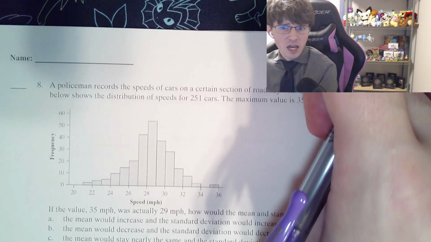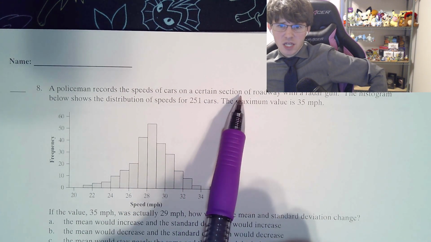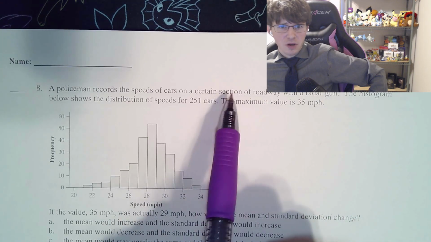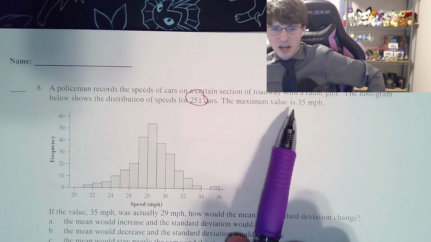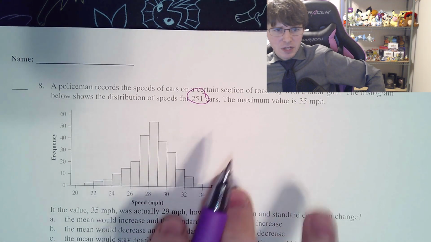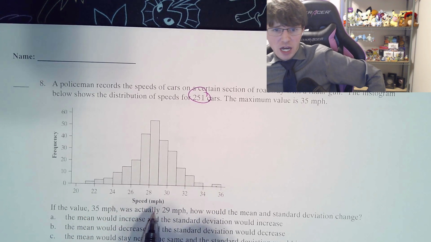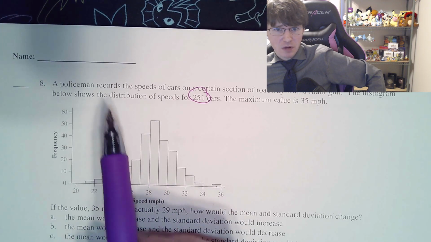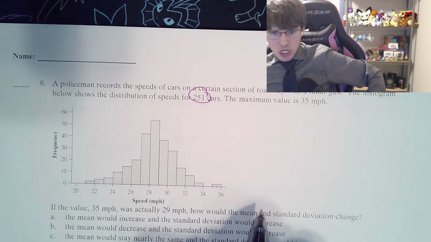Here we go. A policeman records the speeds of cars in a certain section of roadway with a radar gun. The histogram shows the speed for 251 cars. I circled it again. The max value is 35, so this one's going 35 miles per hour. If the value 35 miles per hour was actually 29 miles per hour, so the policeman was off by 6, and got a ticket for no reason, how would the mean and standard deviation change?